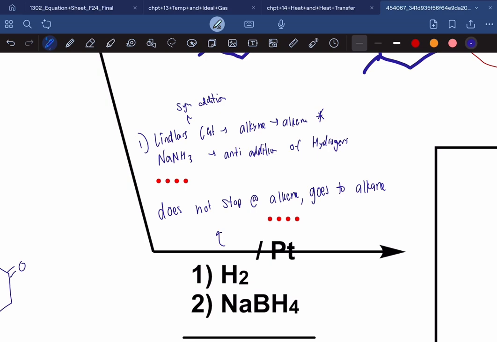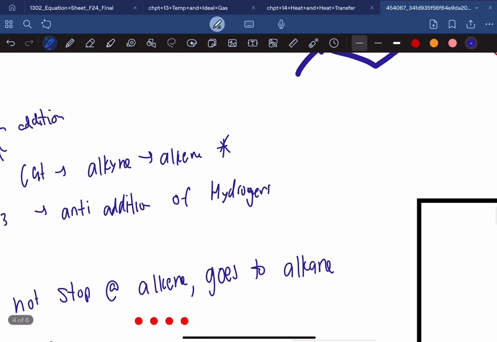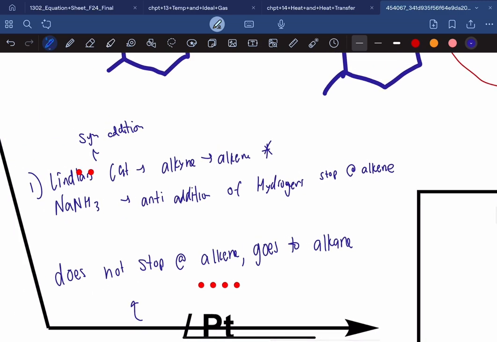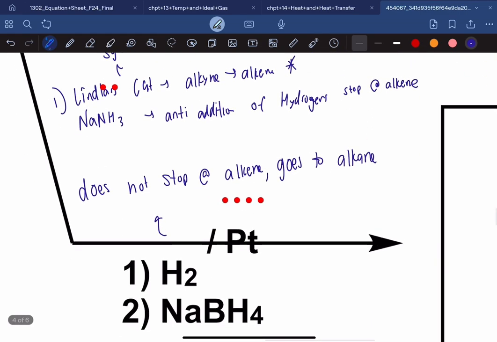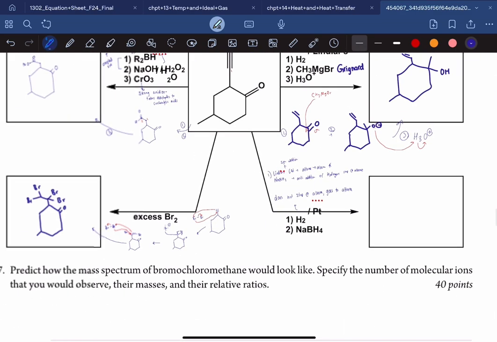Okay. So Na/NH3, anti-addition of hydrogens, and this also stops at alkene, by the way. Stops at alkene. Okay. That's what you need to know. And then H2/Pt does not stop, so it goes all the way to the alkane.